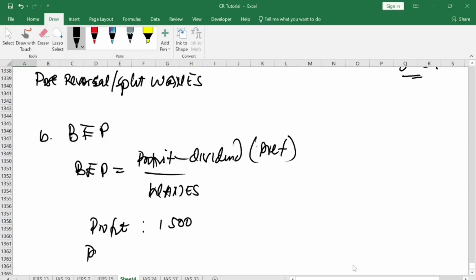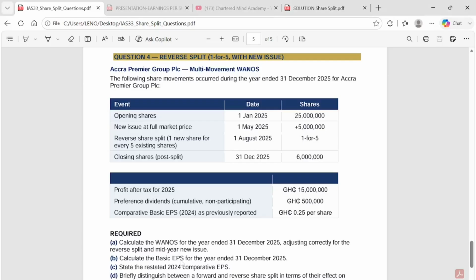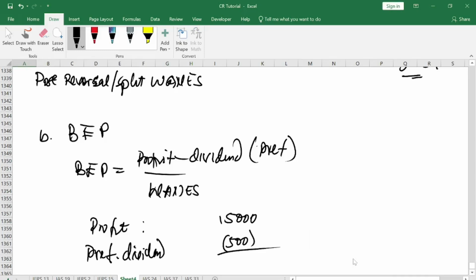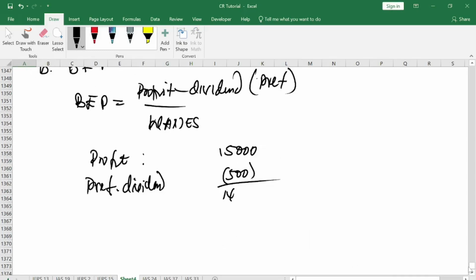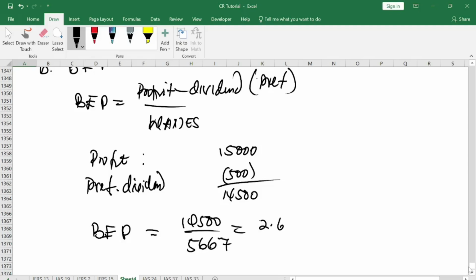We have the preference dividend in it. Preference dividend is how much? 500. So you have 14,500. Now you can calculate your basic earning per share: 14,500 all divided by 5, 6, 7. I guess you got 0.6.